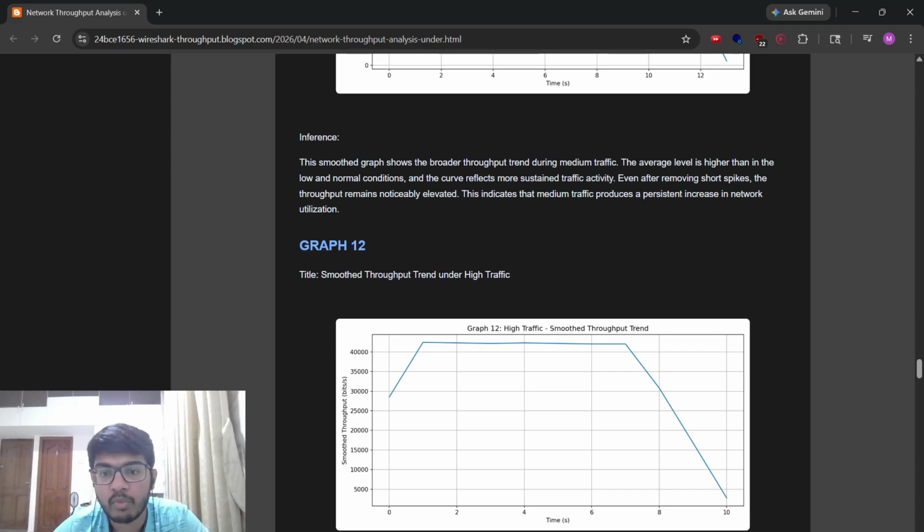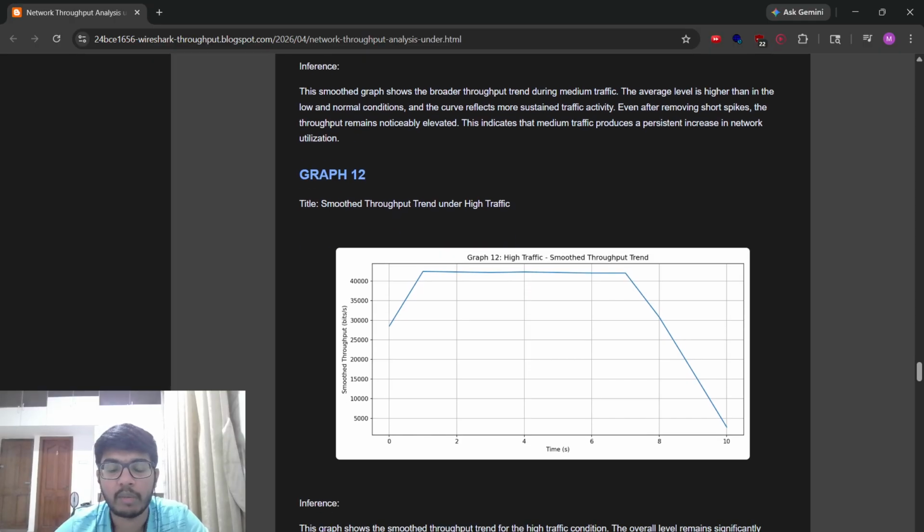Graphs 9 to 12 are smoother throughput trend graphs for the four conditions. These remove short-term noise and make the overall traffic pattern easier to interpret. They confirm that the average throughput level increases from normal to high traffic and the heavier traffic conditions remain elevated over time.